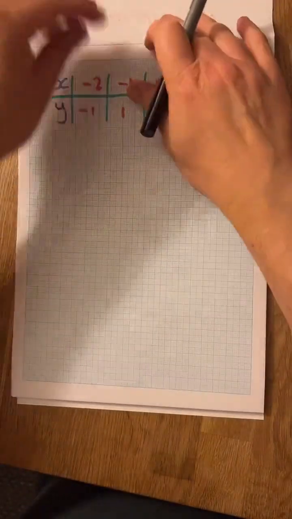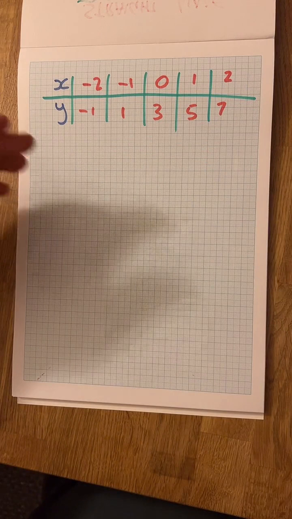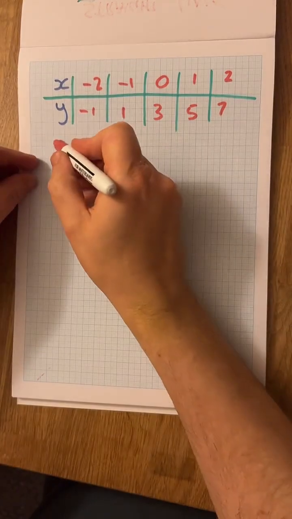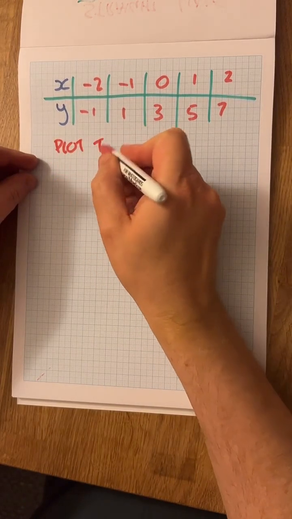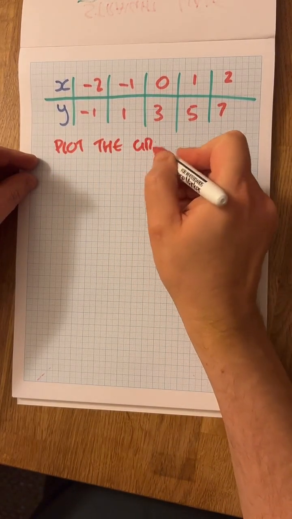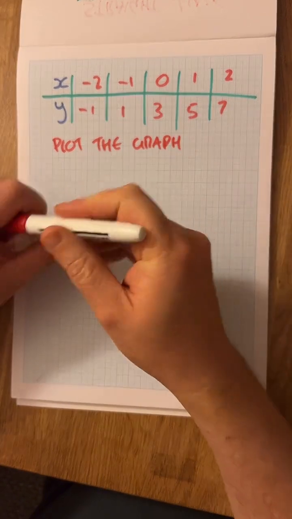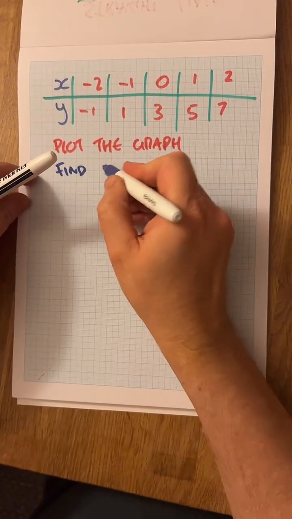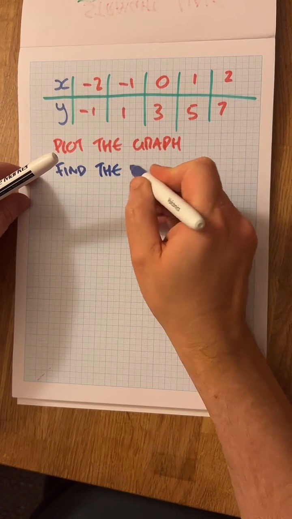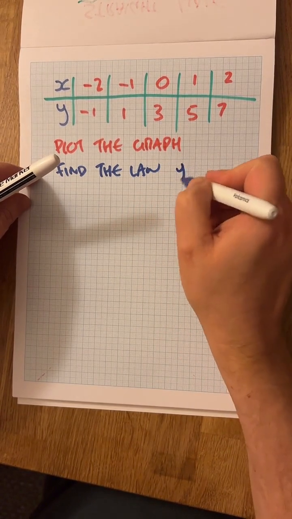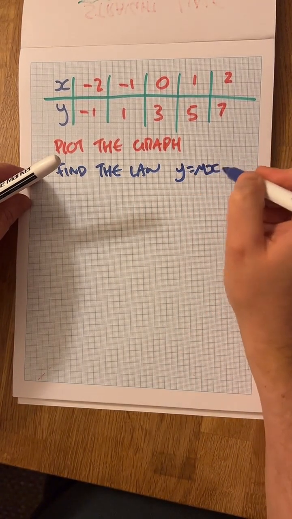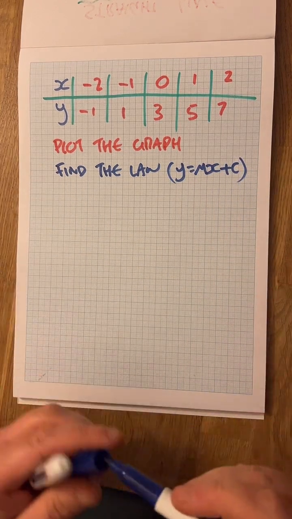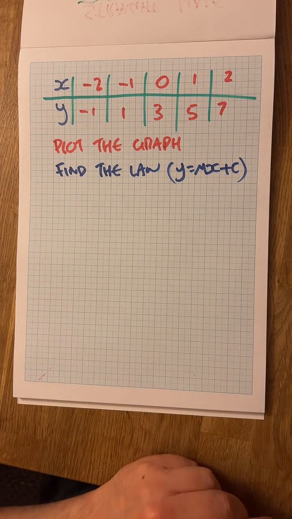Right, here we go. Blue Peter style. Here's my numbers. I've worked them out. I'm going to plot this graph, and I'm going to find the law of this line. It's going to be in the form y equals mx plus c. So I'm going to plot my graph. See if I can do it.